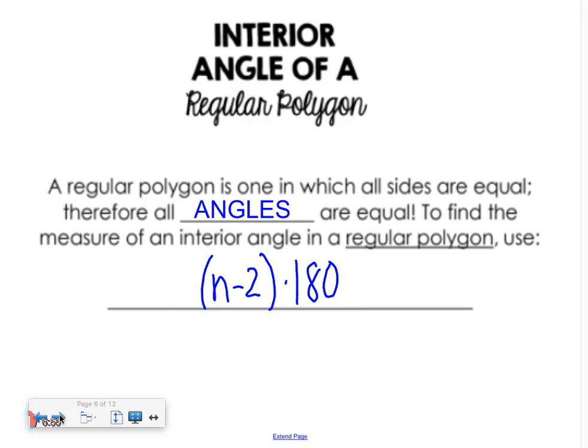That would give you what all of them add up to be, but if I just wanted one, what do I have to do to that? You guys are great. Divide by the number of sides, because they all have to be the same. I'm going to take my total divided by however many sides there are. Now, this only works, maybe you guys want to highlight that, for regular polygons.